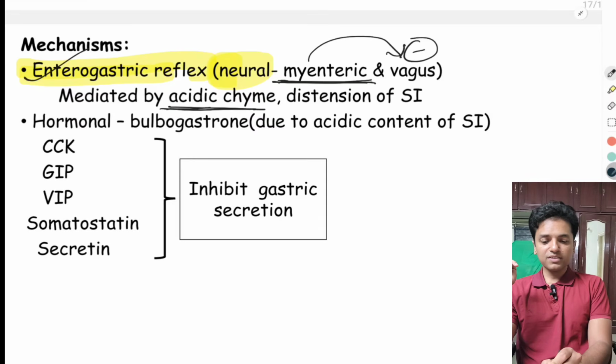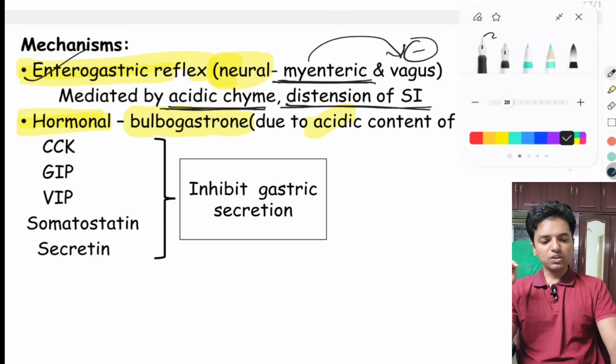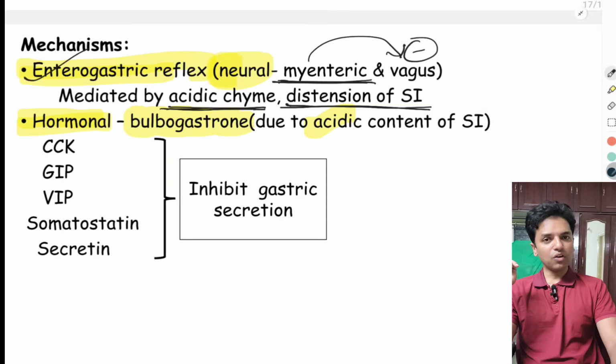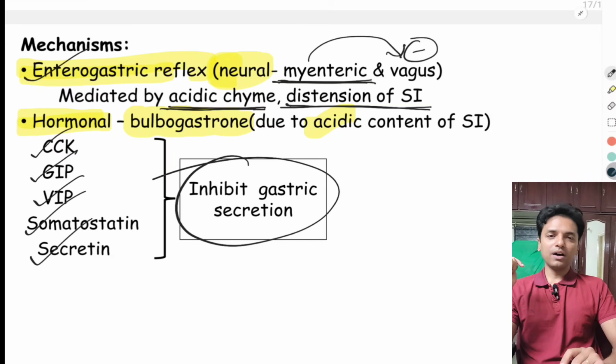So what is the stimulus for this? Either it is the acidic chyme entering the small intestine, or it is the distension of the small intestine. Now next, let's understand the hormonal mechanisms. There is one very important hormone which is called bulbogastrone. This is produced because of the acidic content of the small intestine. This bulbogastrone causes inhibition of the gastric juice secretion. Not only bulbogastrone, there are many other hormones like cholecystokinin, gastric inhibitory peptide, vasoactive intestinal peptide, somatostatin and secretin. All of them cause inhibition of the gastric secretion.